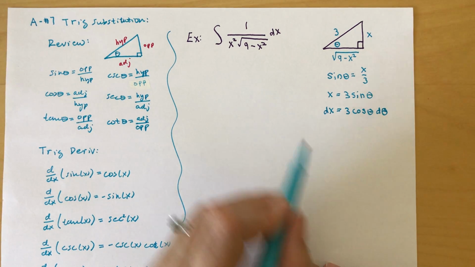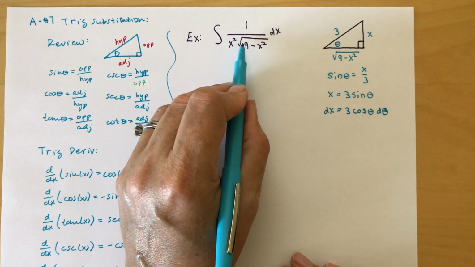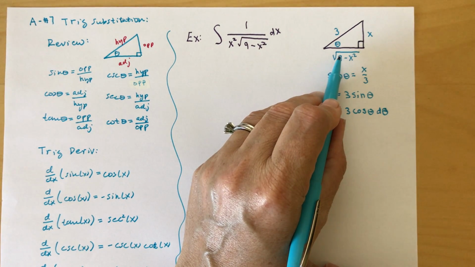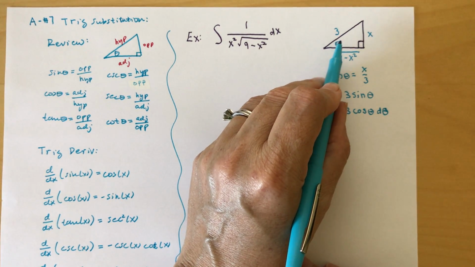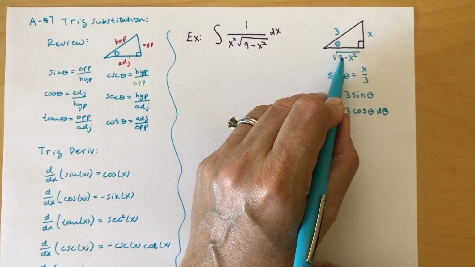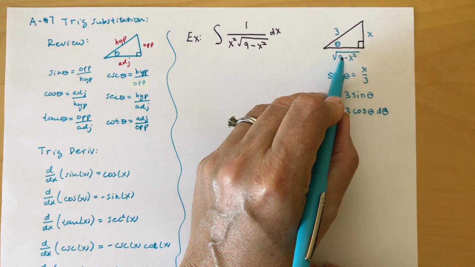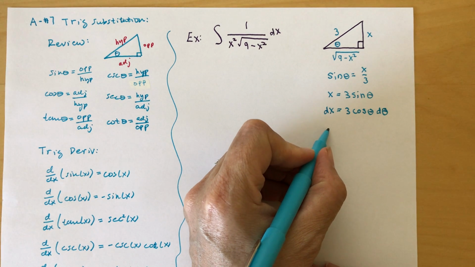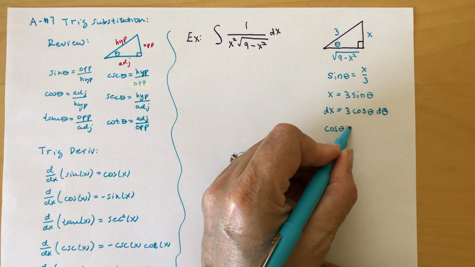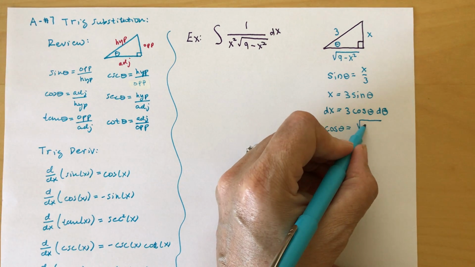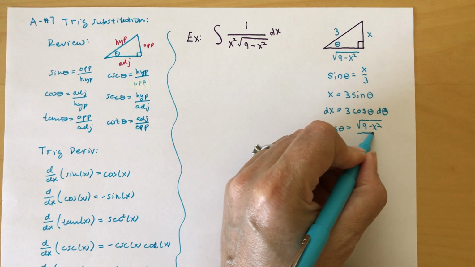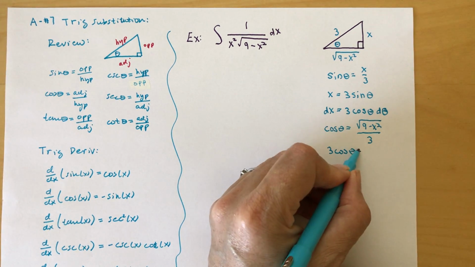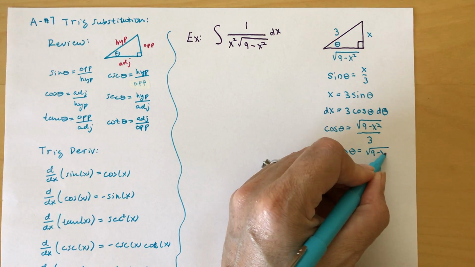And I want to have some way to replace this square root in terms of theta. What comes to mind here is that I could say a trig function of theta is equal to this side over the hypotenuse, or the adjacent over the opposite. I'd rather use the one with a constant in it, so I'm going to use cosine of theta and say that that's equal to the square root of 9 minus x squared over 3. And so I can say that 3 cosine theta is equal to the square root of 9 minus x squared.